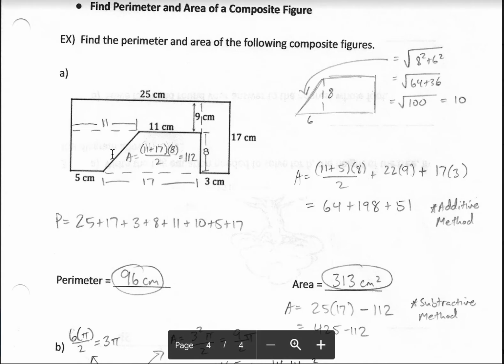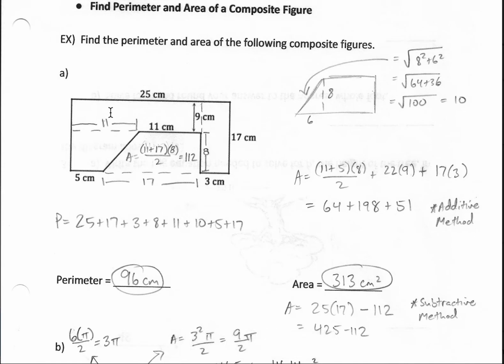And so now I can add up those 3 areas. The area of the trapezoid is 64. This rectangle is 198, and this other rectangle is 51, and I should get an area of 313 square centimeters. So that would be the additive method.